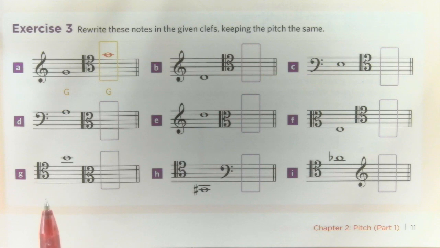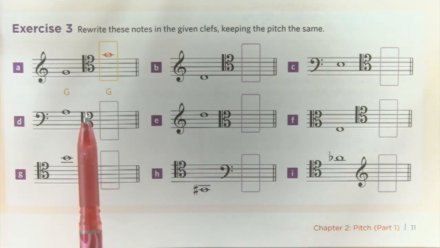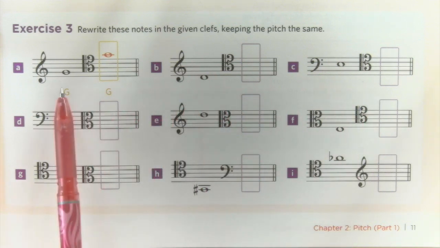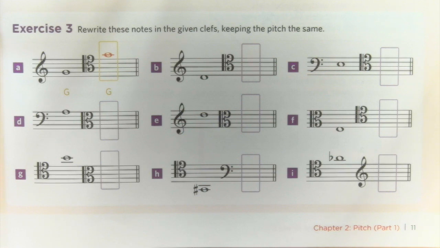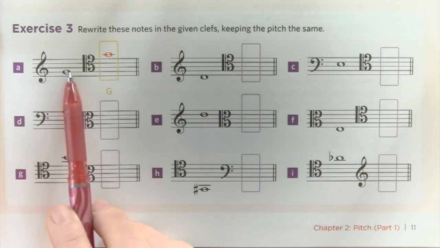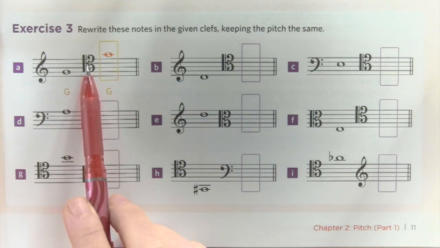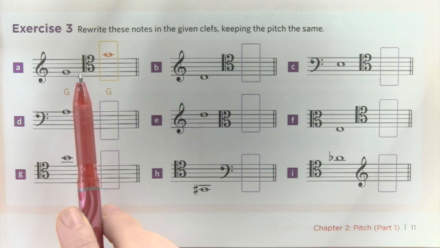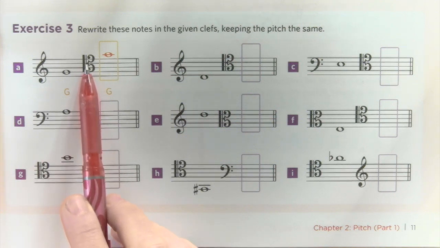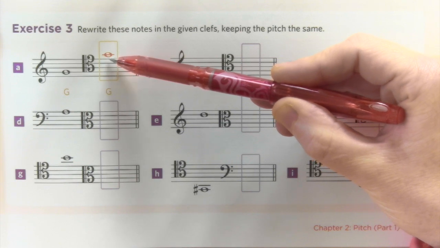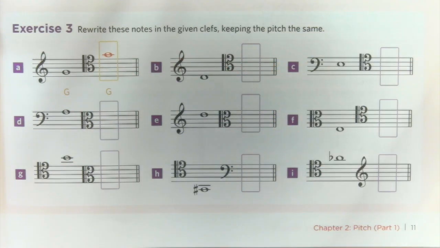Okay, so in this exercise, number 3, we need to write the notes in different clefs so that they sound the same as the given ones. So let's have a look at the first example here. We have G, Sol above middle C, and we must write the equivalent note written in the tenor clef. So middle C is here. We need to go above, so that would be Do, Re, Mi, Fa, Sol, above the stave.